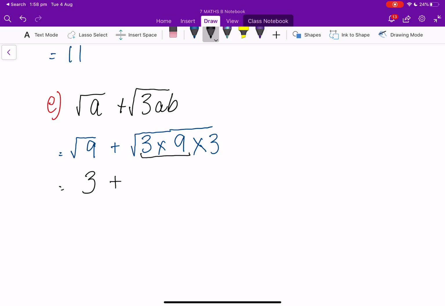Okay, this can all be put in a square root. After I do that, I can work out the square root of 81, and the square root of 81 is 9, because 9 times 9 is 81. So I just go 3 plus 9, okay? 3 plus 9 is 12, and that's my final answer.